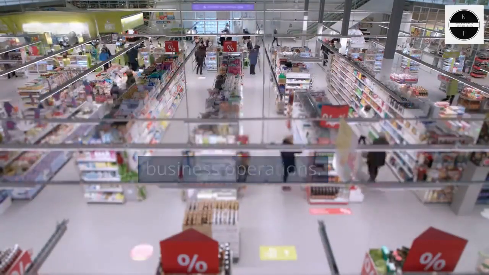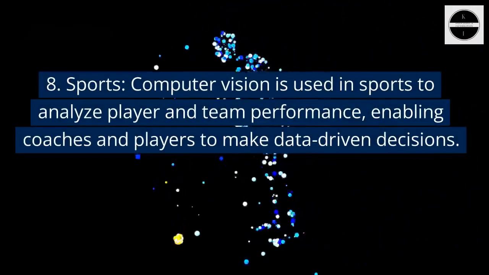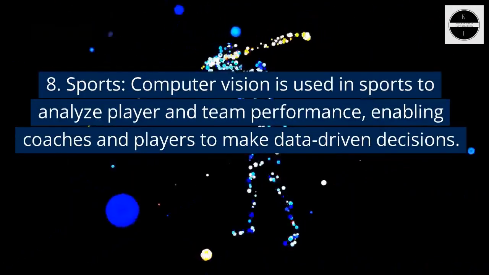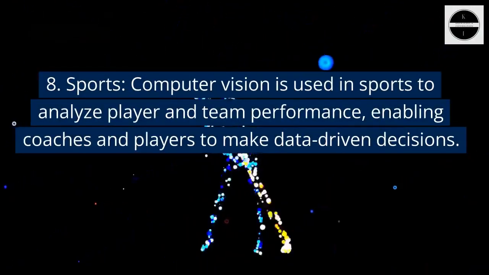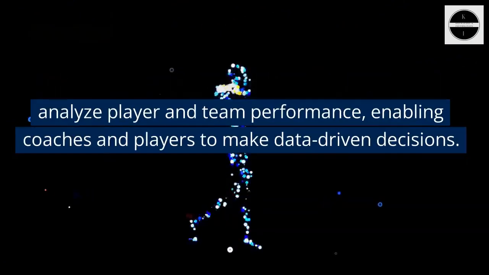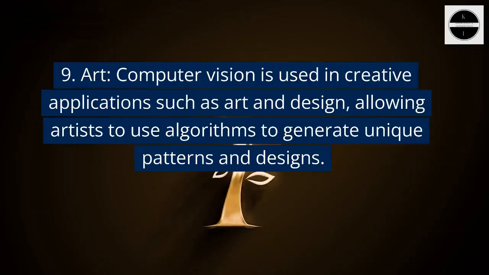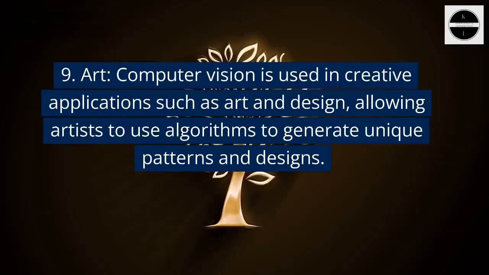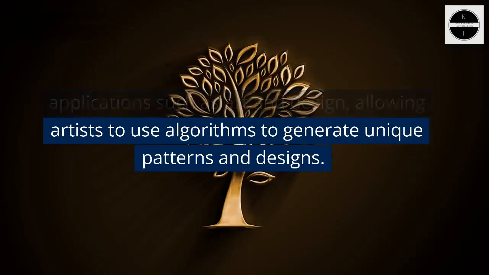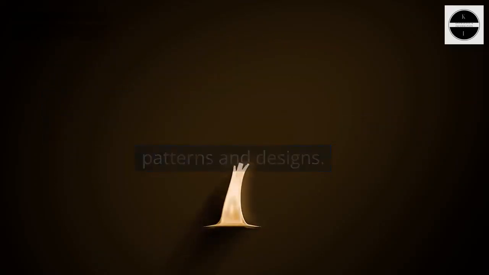8. Sports. Computer vision is used in sports to analyze player and team performance, enabling coaches and players to make data-driven decisions. 9. Art. Computer vision is used in creative applications such as art and design, allowing artists to use algorithms to generate unique patterns and designs.